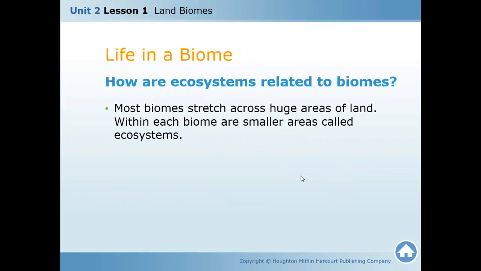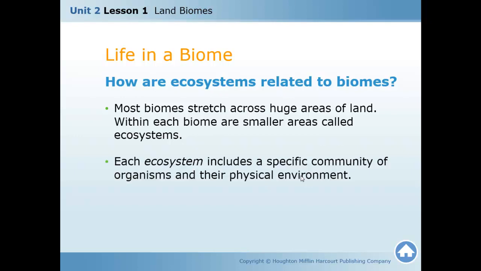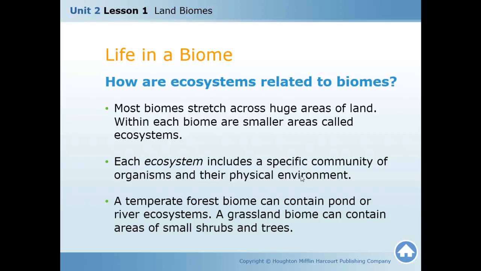Most biomes stretch across huge areas of land. Within each biome are smaller areas called ecosystems. Each ecosystem includes a specific community of organisms and their physical environment. A temperate forest biome can contain pond or river ecosystems. Grassland biomes can contain areas of small trees. So the ecosystem contains a specific community of organisms and their physical environment.